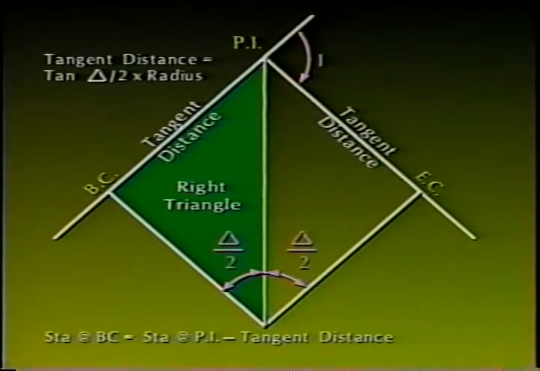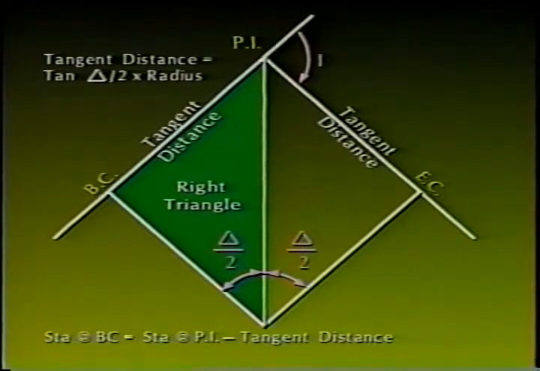Now let's start some calculation procedures by determining the subtangent distances for our curve. As shown on the screen, the formula for this particular computation is subtangent distance equals tangent of 1/2 delta times radius. In the sketch, note the right triangle formed by a line from the radius point to the PI, or midpoint of curve, hypotenuse, a radial line to the BC, adjacent side, and the back subtangent, opposite side.